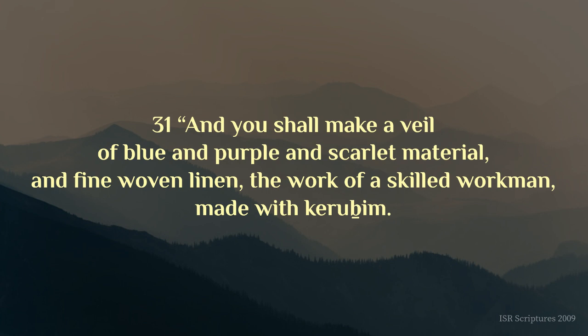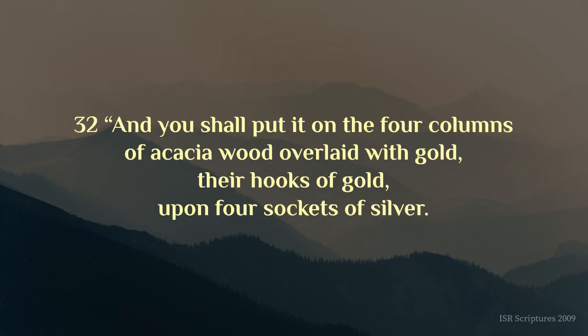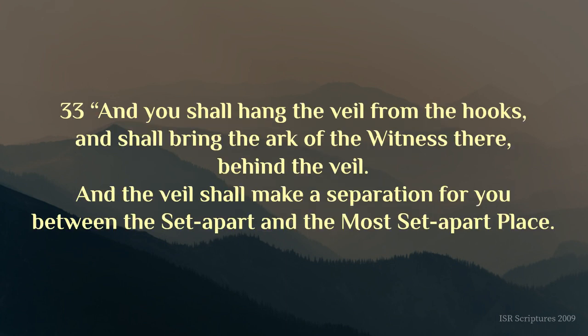And you shall make a veil of blue and purple and scarlet material, and fine woven linen, the work of a skilled workman, made with cherubim. And you shall put it on the 4 columns of acacia wood, overlaid with gold, their hooks of gold upon 4 sockets of silver. And you shall hang the veil from the hooks, and shall bring the ark of the witness there, behind the veil. And the veil shall make a separation for you between the set apart and the most set apart place.